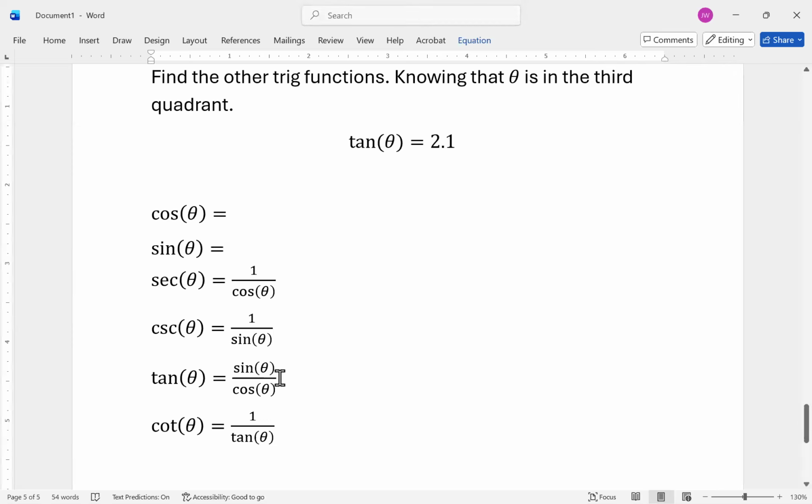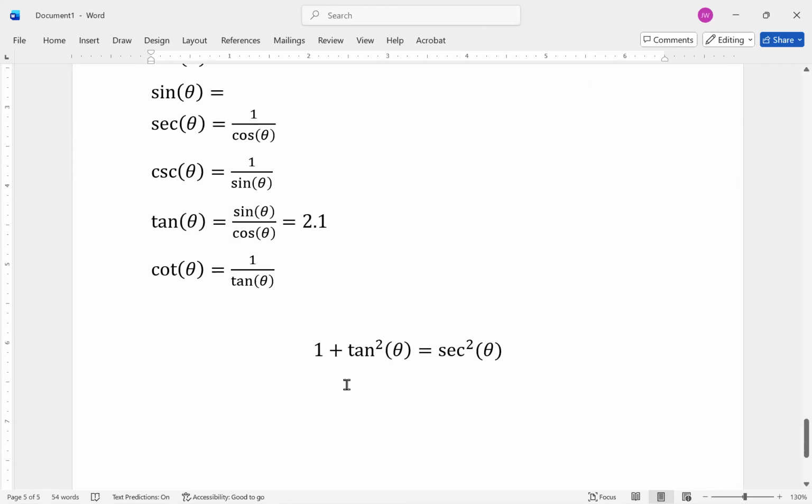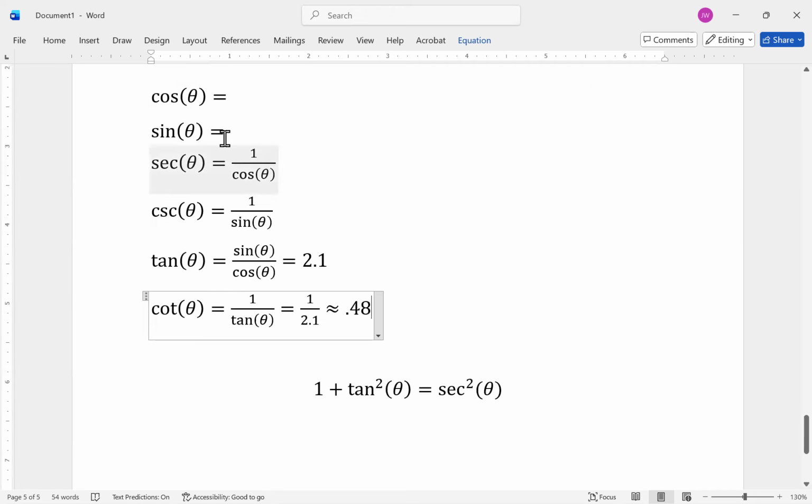All right, so we're given that the tangent is 2.1 and that the angle is in the third quadrant. Since I'm given tangent, I could find cotangent. Cotangent obviously is 1 over 2.1, whatever that turns out to be. I'll type that into my calculator right now. That's about 0.48. Okay. But I can't get any other of these just based off of the standard relations.